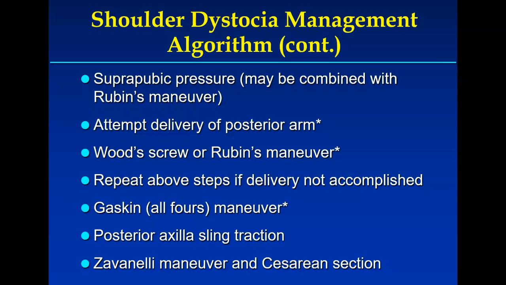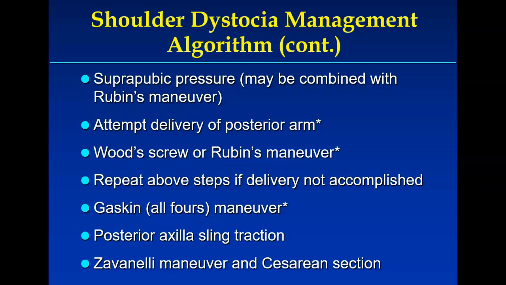Next maneuvers listed here are the wood screw maneuver or Rubin maneuver. It's important to keep in mind that when you have a significantly obese patient with a large pannus and so forth, oftentimes suprapubic pressure may be inadequate, and the Rubin maneuver essentially accomplishes the same thing, and certainly is probably a better maneuver to utilize than spending a lot of time trying to do suprapubic pressure. Keep in mind also that you can repeat these steps if the delivery is not accomplished. There is more time than you think to resolve the situation.